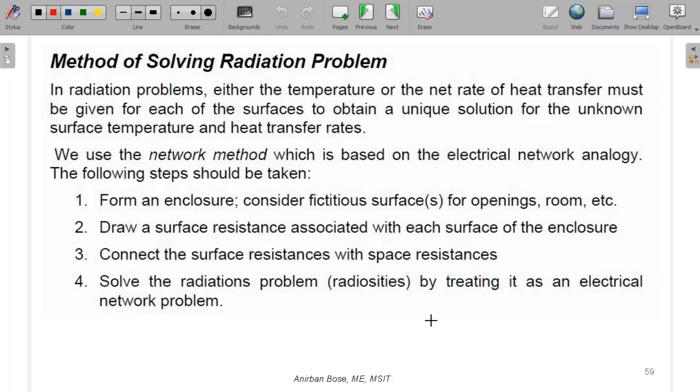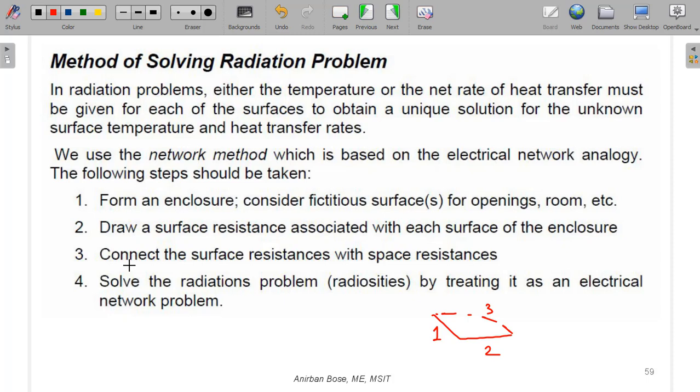Let us consider there are two surfaces. Suppose this is one surface, this is one surface, and we have to find out, suppose, the radiation heat exchange. So what we do, we can form a surface like that and we can join it. Okay, so then this is the third surface, and then we can consider these 1, 2, 3 as an enclosure and draw a surface resistance associated with each surface of the enclosure. It is very important to consider the surface resistance. If it is a black surface, definitely surface resistance will be 0, but if it is a non-black surface, its surface resistance has to be considered.